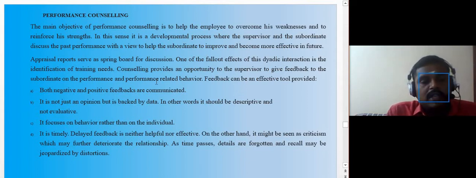It is timely. Delayed feedback is neither helpful nor effective. On the other hand, it might be seen as criticism, which may further deteriorate the relationship. As time passes, details are forgotten and recall may be jeopardized by distortions.